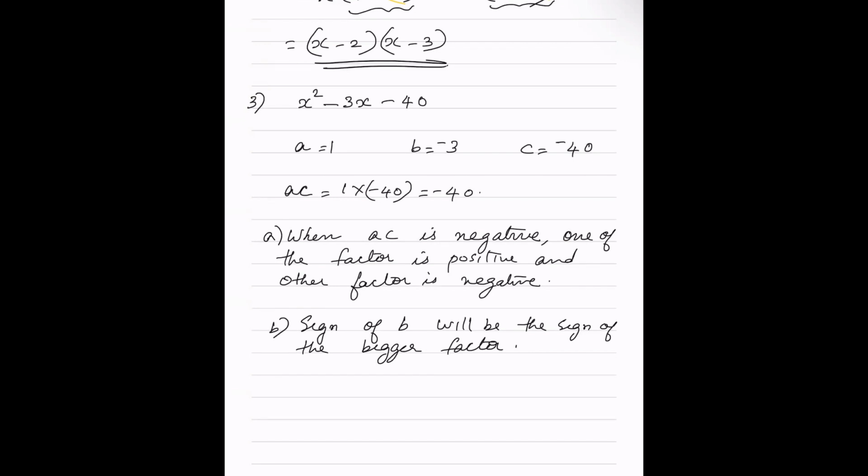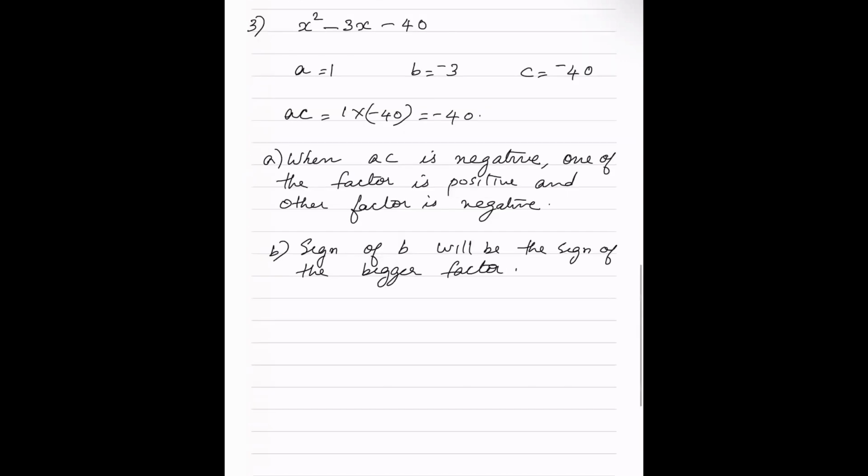Look at the sign of B, and that will be the sign of both the factors. If AC is negative, then one factor is positive, the other factor is negative. Here, you have to look at the sign of B to decide what will be the sign of the bigger number. Okay, that's all. So here, identify the factors of 40.